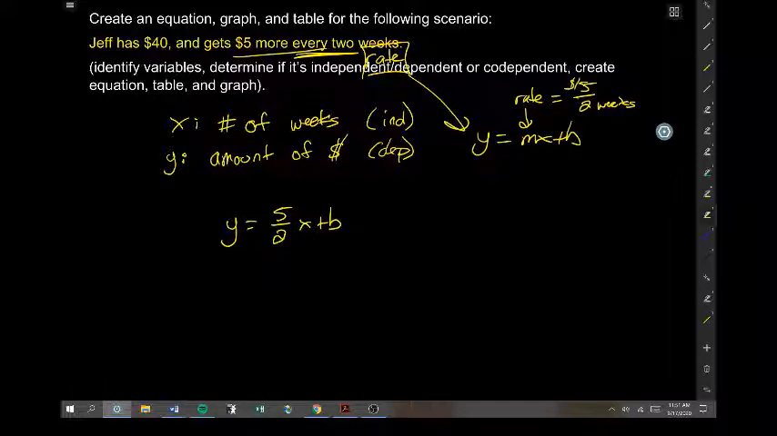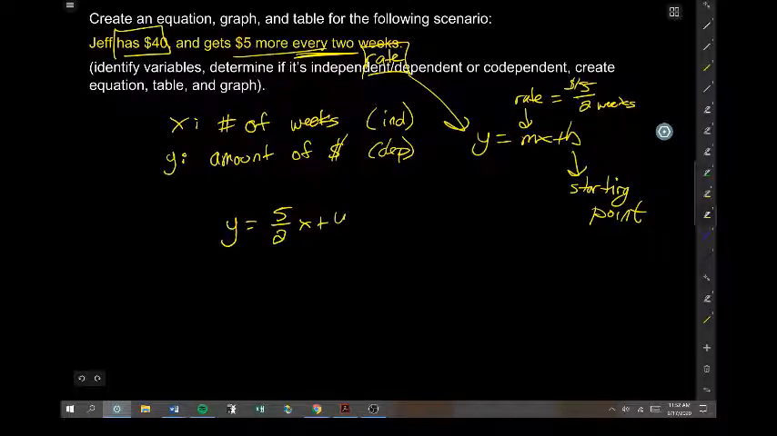The y-intercept is your starting point. So the y-intercept here was $40. That's where he started. He starts out having $40.